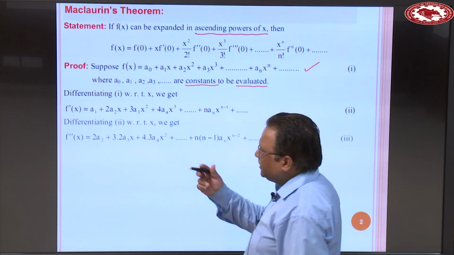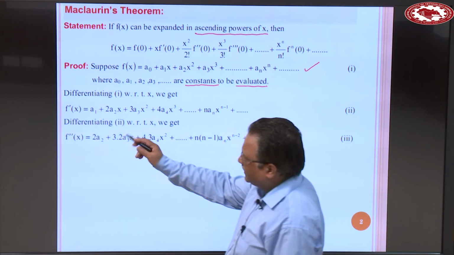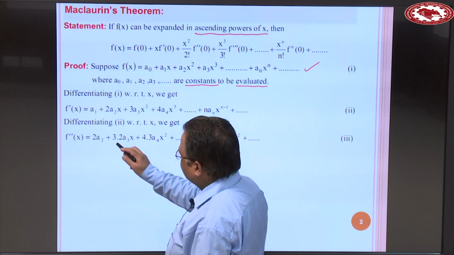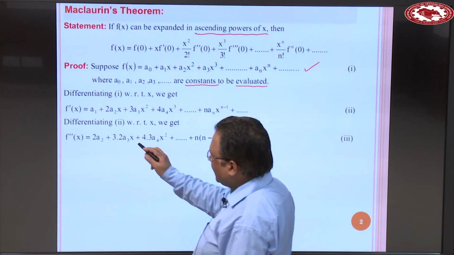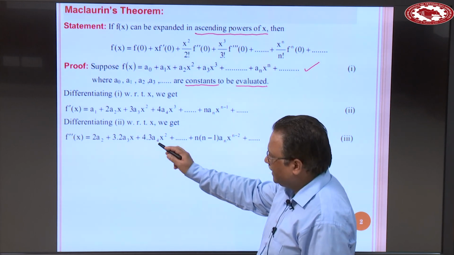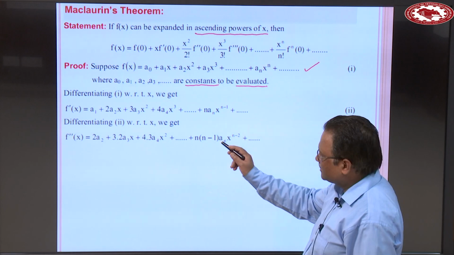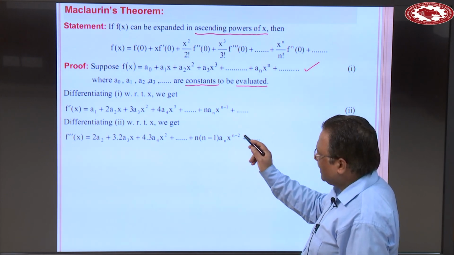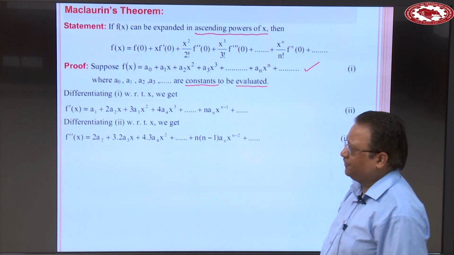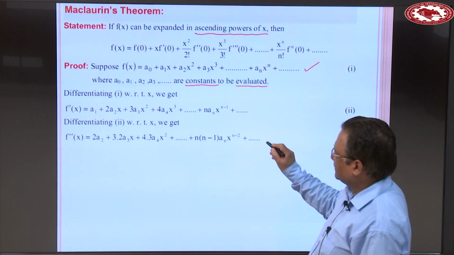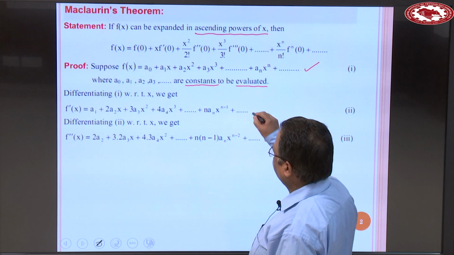Now, again differentiating with respect to x, we obtain 2a2 plus 3 into 2a3 x plus 4 into 3a4 x squared plus and so on plus n minus 1 an x to the power n minus 2 plus and so on. So, second time when you differentiate, we obtain this result. First time we obtained this result.